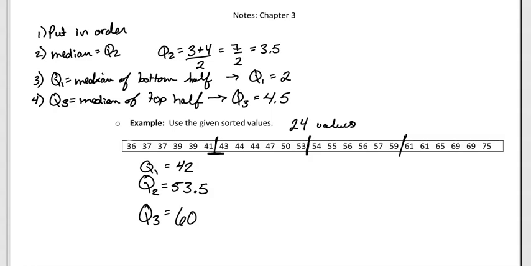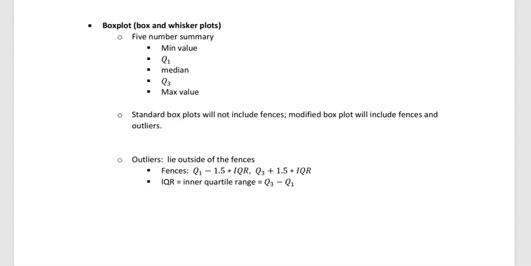Now we can branch this out to talk about something called the 5-number summary. And the 5-number summary is really just the quartiles and then the minimum and the maximum values. And that information together gives me enough information from the data set to create what's called a box plot.